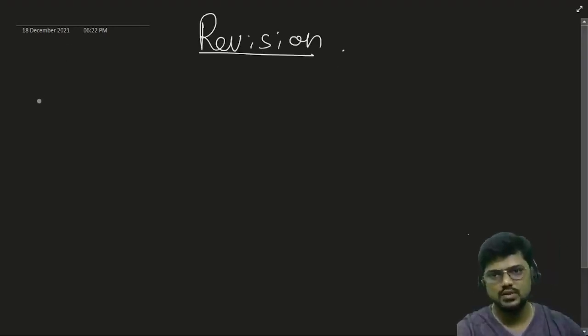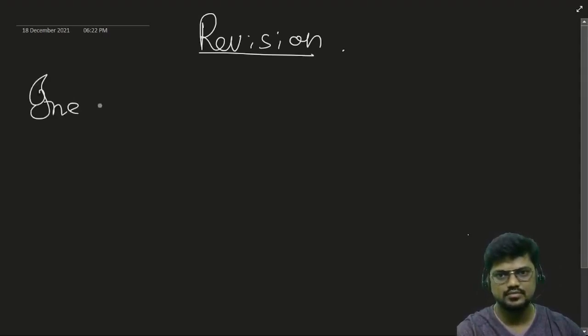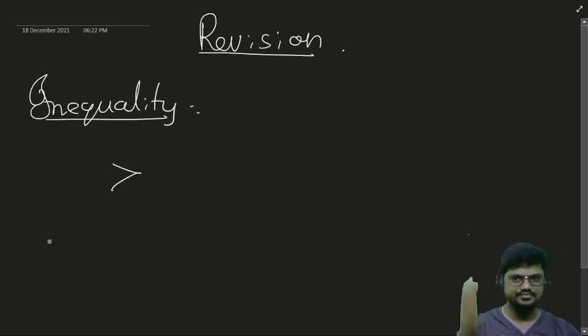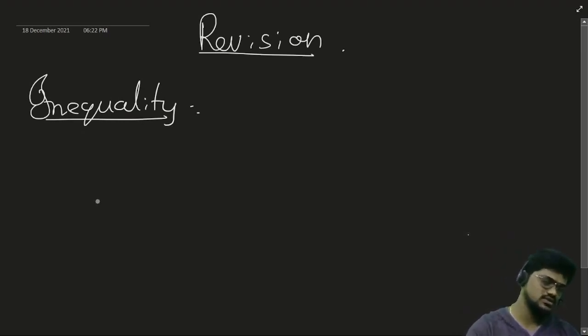So let's start with inequality then. In inequality, this is an operator we can say. So less than, greater than, less than or equal to, or greater than or equal to, right? These are all four things which you have. Now it behaves the same as the equal sign, right?